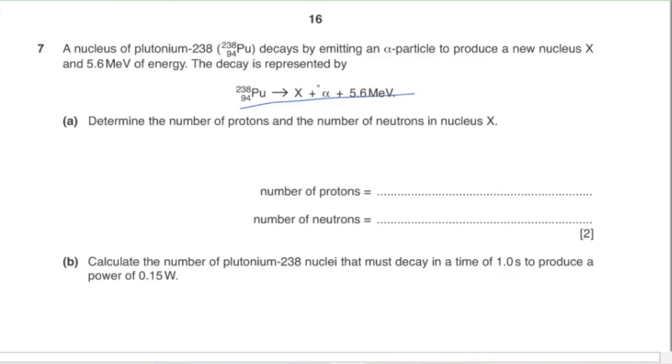So since an alpha particle has been released, and an alpha particle has a mass number of 4 and a proton number of 2, for X the proton number will decrease by 2 from plutonium, and that will be 92. And since alpha has a nucleon number of 4, X will have a nucleon number of 234, and then 234 minus the proton number will give you the number of neutrons, and hence the number of neutrons will be 142.